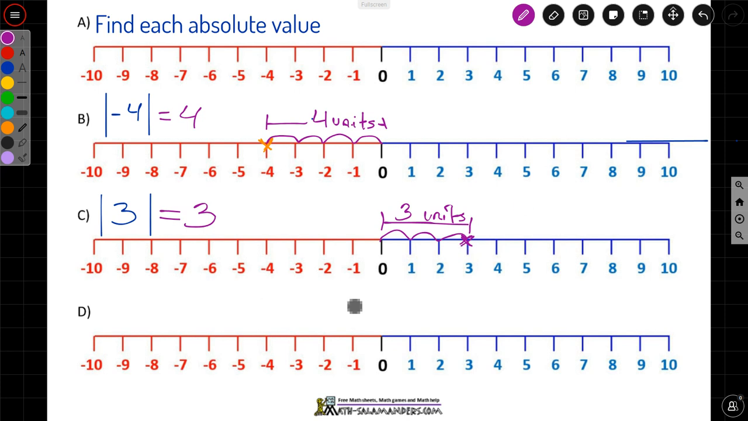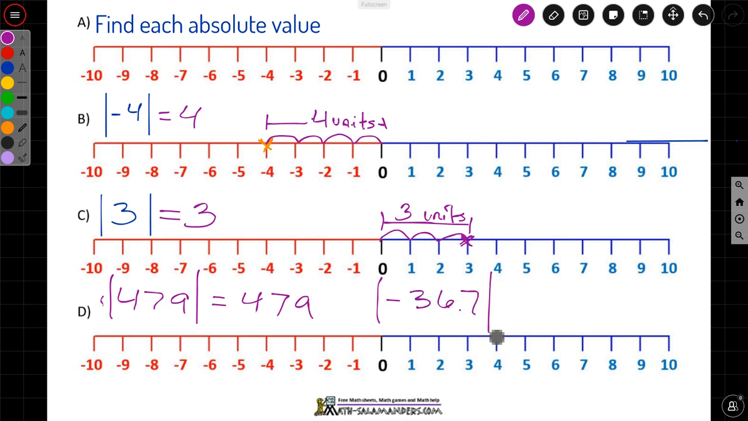The absolute value of 479 is 479. The absolute value of -36.7 equals 36.7, because that's how many steps it takes to get from 0 to that number. If it's negative, the absolute value is positive. If it's positive, the absolute value is also positive.